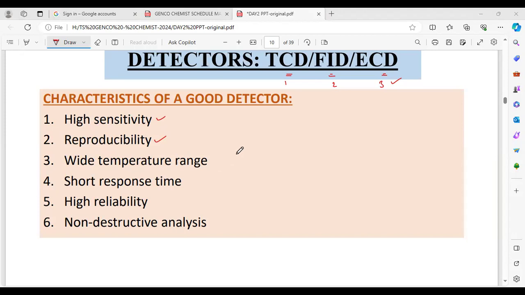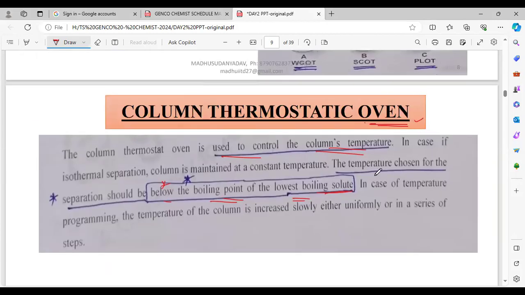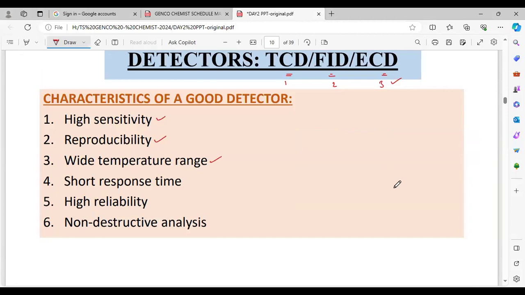So that is repeatability. And why temperature range? As I mentioned, the oven function. Because what is the function of the oven? It will maintain some column temperature. And the temperature should be different for different samples for their volatilization, right? So the oven temperature settings must be in a wide range. Next, short-term response. Suppose you are injecting the sample today, and the outcome comes tomorrow, that's not a good detector, right? So it should detect as soon as possible so that your time can be saved.